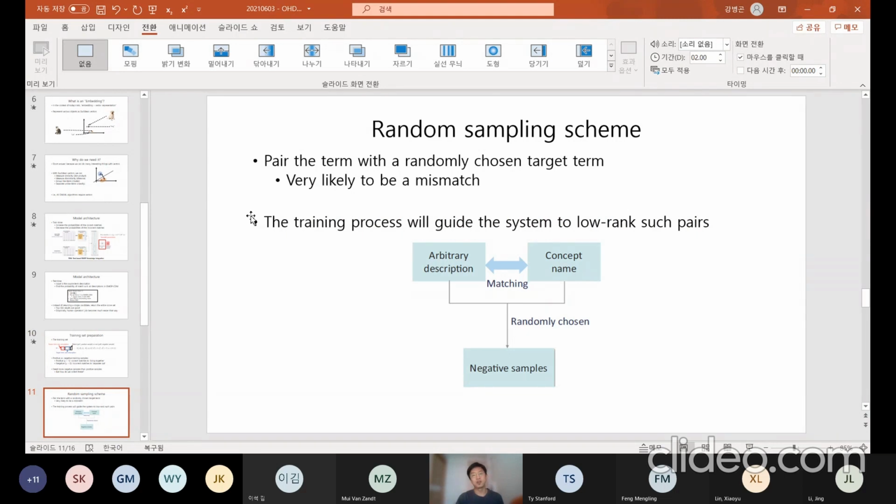And that would create a mismatch, most likely. So it's very easy to create random negative samples. This one is the dominant portion of the entire negative samples.